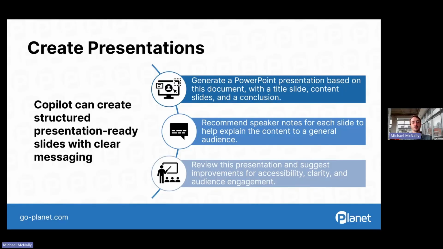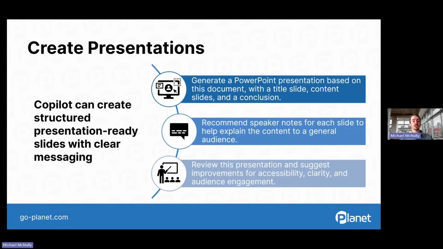So some example prompts would be: generate a PowerPoint presentation based on an attached document with specific title slides, content slides, and a conclusion. You can recommend speaker notes for each slide to help explain the content to a general audience. I've used this one where if I'm not quite sure how to articulate something, instead of me just spinning my wheels, I'll ask Copilot to help me be more concise about maybe the notes I've already written, or to help me distill down what's important.